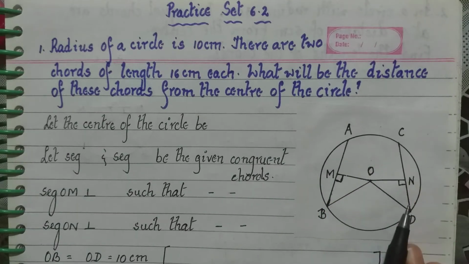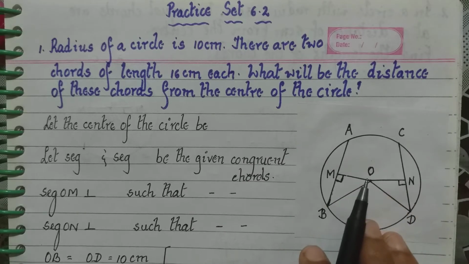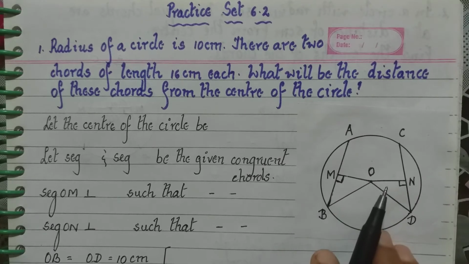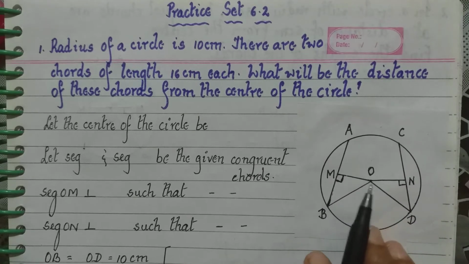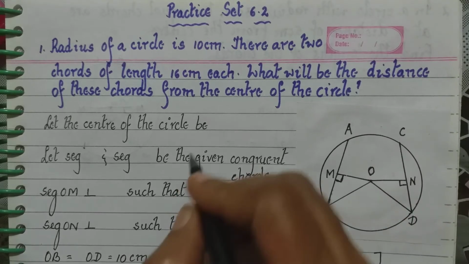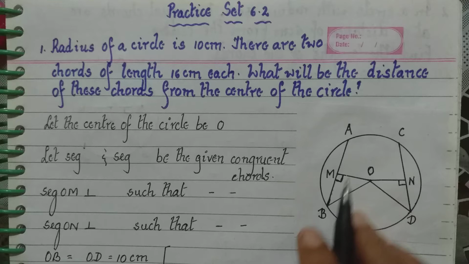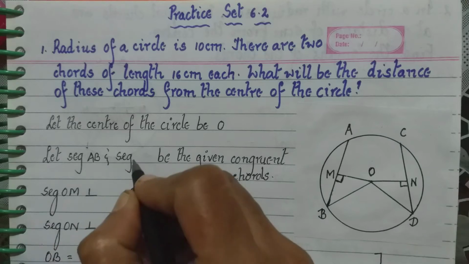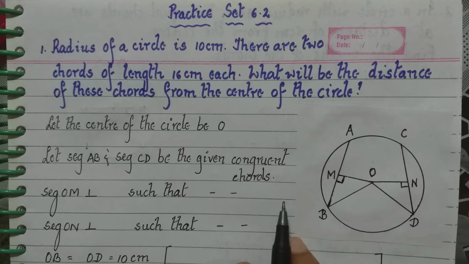Now, both these chords are of equal length. They are 16 centimeter each. We have to find the distance of these chords from the center of the circle, that is OM or ON. How much will be the distance? Now first of all, we consider the center of the circle as O. So let the center of the circle be O. Write it down. Then we consider the two chords as AB and CD. So let segment AB and segment CD be the given congruent chords.